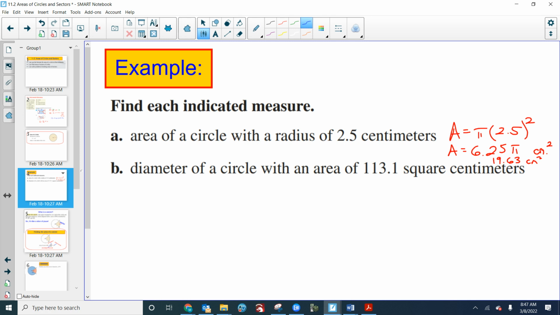All right, diameter of a circle. We want to find the diameter with an area of 113.1. Well, area equals pi r squared. They told me the area is 113.1.